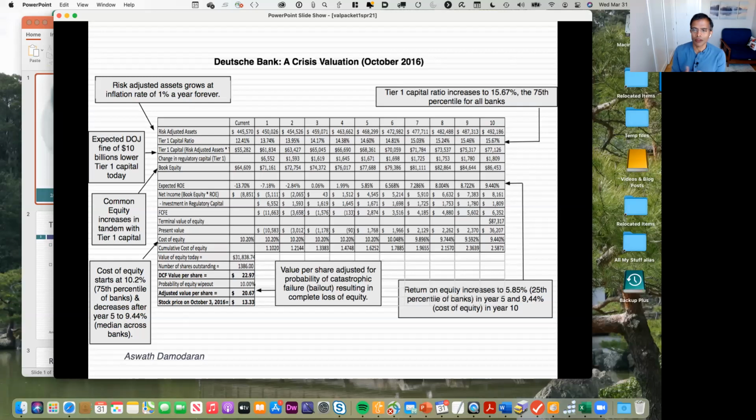You're saying, what does a fine do? Where does the fine come out of? It comes out of your regulatory capital. You put that fine in, that tier 1 capital ratio dropped to 12.42%. You're saying, what does that even mean? One of the things you can pull off S&P Capital IQ is tier 1 capital ratios for every bank. At 12.42%, Deutsche was at about the 20th percentile.